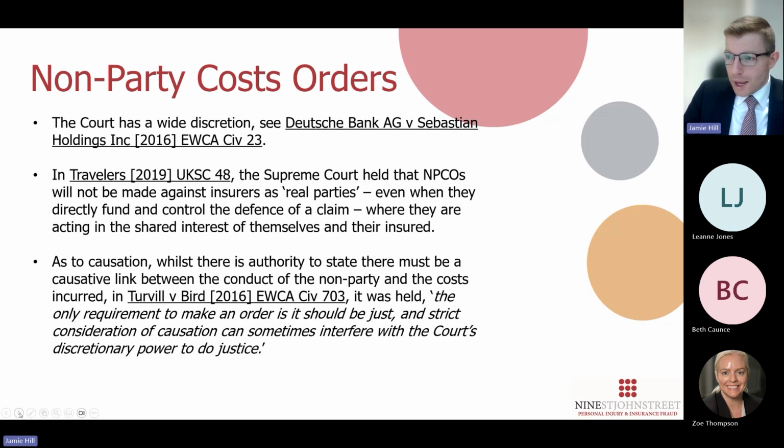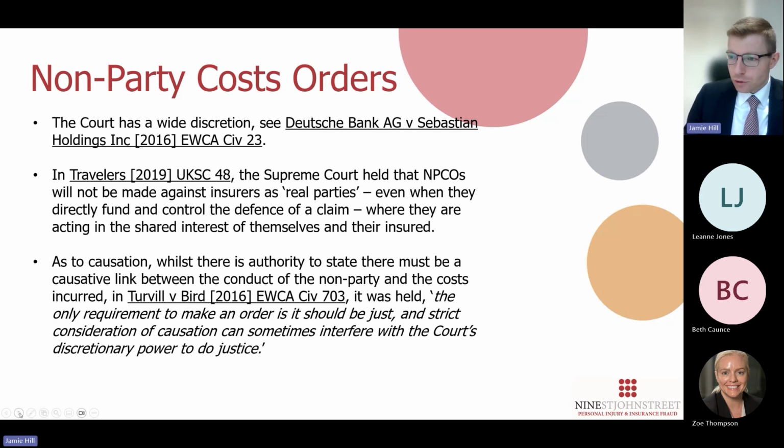The Supreme Court case of Travellers held that non-party costs orders won't be made against insurers as real parties, even when they directly fund and control the litigation. So they're not pure funders, they're controlling it because they're acting in the shared interests of themselves and the insured. So they're both working to the same common interest. It's not only in the insurer's interest to defeat the claim, but often their policyholder as well.